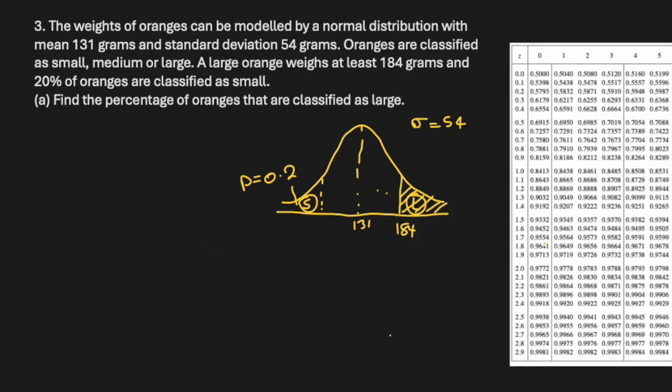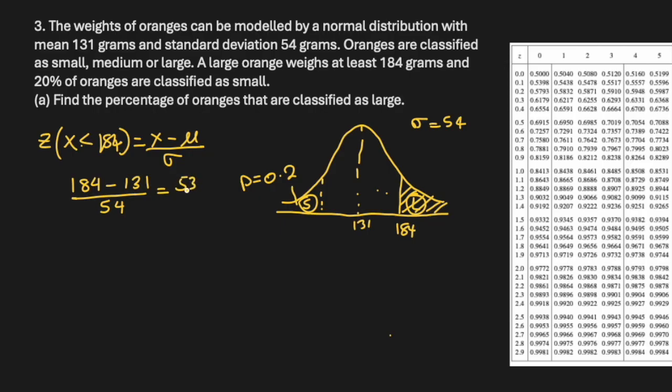So we need the Z score for this before we proceed. So Z value is, let me write Z when X is less than or equal to 184. The formula for that is X minus mean divided by standard deviation. So X is 184 minus 131 over 54. This is 53 over 54.